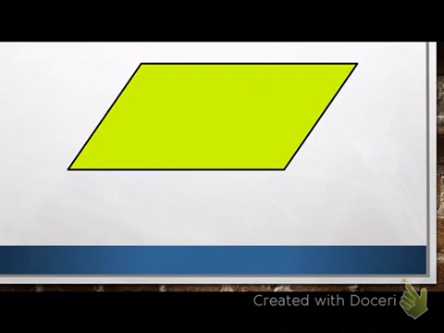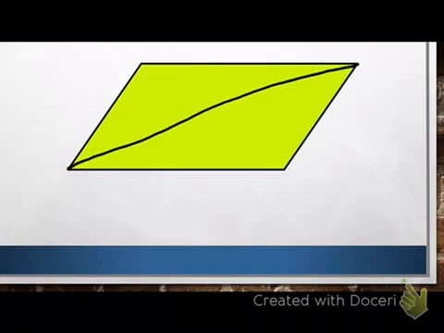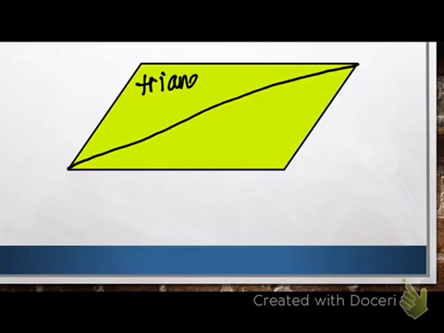Now, what would happen if I cut this parallelogram in half? What would happen if I just went on the diagonal and I cut it in half? What shapes do I have? Okay, I have a triangle here, and I have a triangle here. I have a triangle on the top, and I also have a triangle on the bottom.